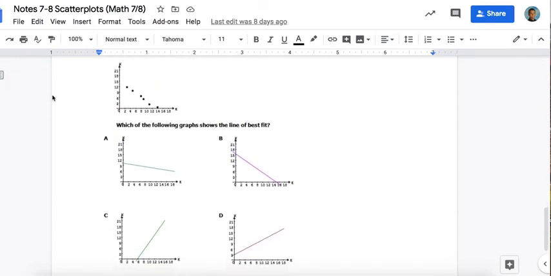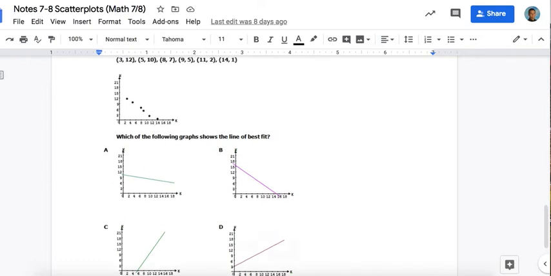And if you look here, we're looking for a negative correlation because these are trending down here. As this increases, this one's decreasing. So that's a negative. So I can cross out C and D because those are positive. So it's either A or B. And if I were to draw in this line of best fit, right about there, we would be looking for the steeper of the two, which is choice B.